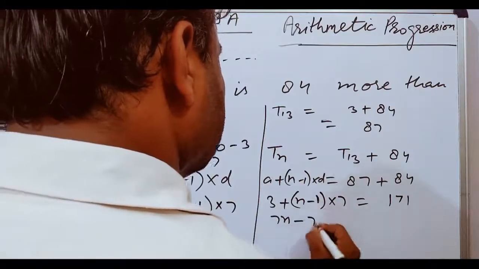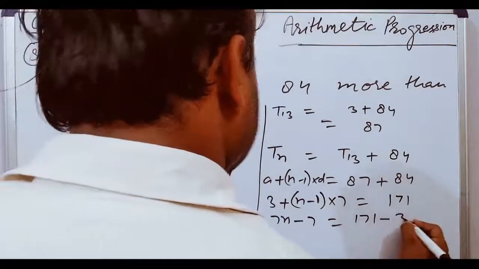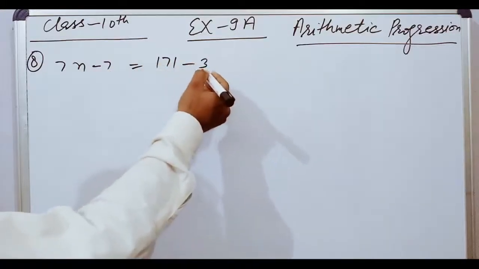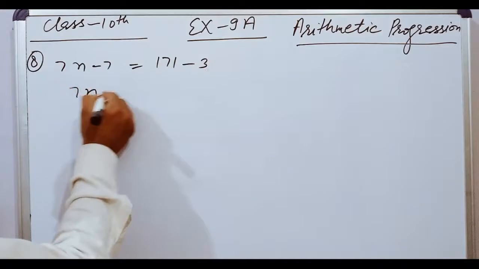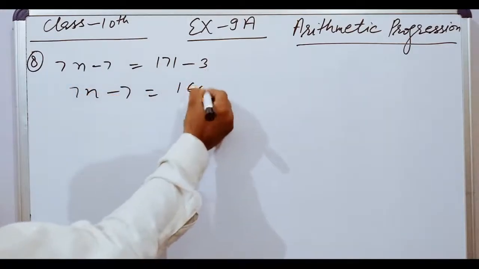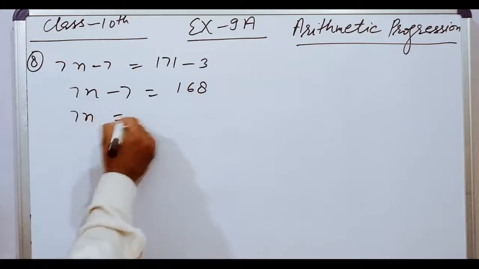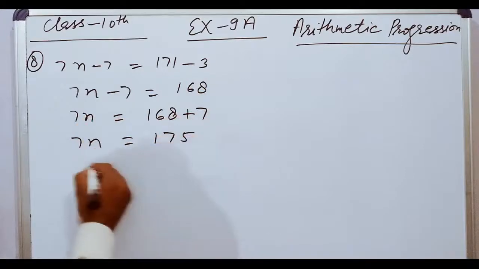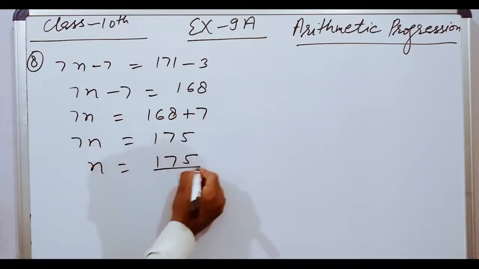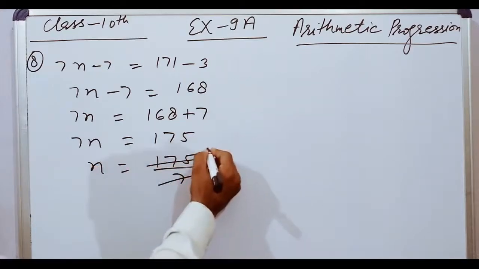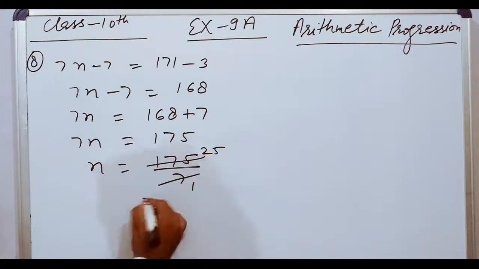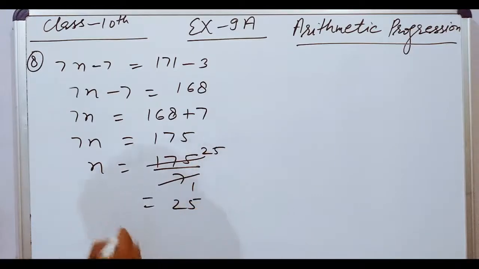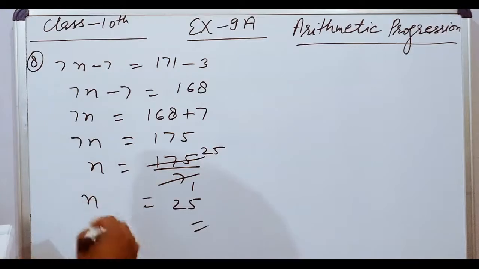3 plus 7n minus 7 equal to 171. So 7n minus 7 equal to 171 minus 3, which is 168. 7n equal to 168 plus 7. 7n equal to 175. n equal to 175 upon 7. 7 fives are 35, means 25th term. The 25th term is 84 more than the 13th term.